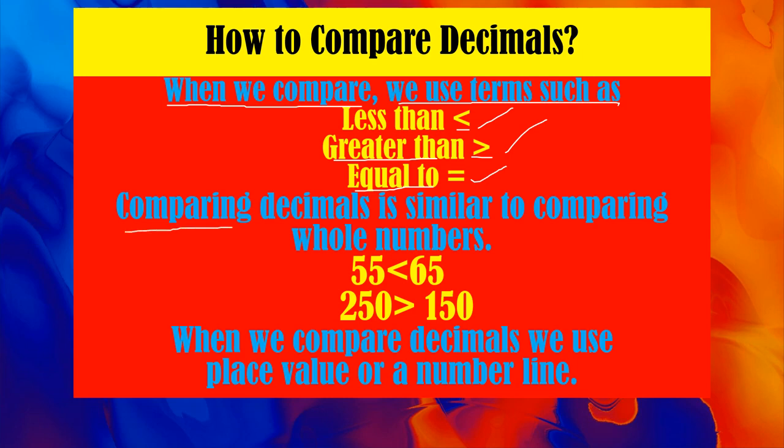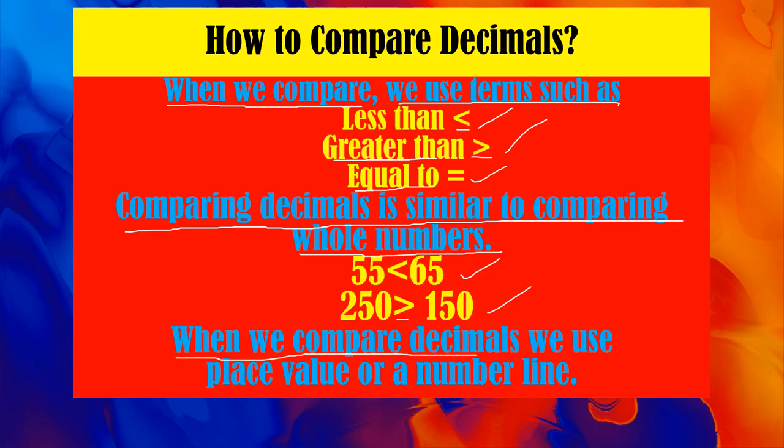Comparing decimals is similar to comparing whole numbers. Example, 55 is less than 65. Very good. 250 is greater than 150. Correct. And when we compare decimals, we use the place value or a number line. Remember that.